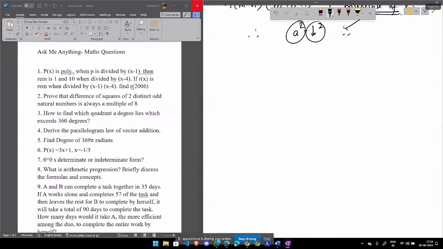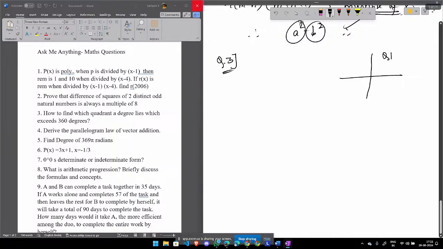Question number 3. What is my question number 3 saying? It is asking how to find which quadrant a degree lies in when it exceeds 360 degrees. So, what we know so far is, if this is my quadrant 1, this is my quadrant 2, this is quadrant 3, and this is quadrant 4.